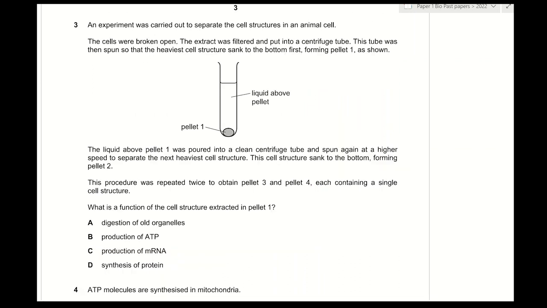An experiment was carried out to separate the cell structures in an animal cell. What is the function of the cell structure extracted in pellet 1? So, pellet 1 was poured into a clean centrifuge tube and spun at a higher speed to separate the next heaviest cell structure. The cell structure sank to the bottom, forming pellet 2. Therefore, the heaviest cell structure is what sinks first. Therefore, pellet 1 is going to be the heaviest cell structure.